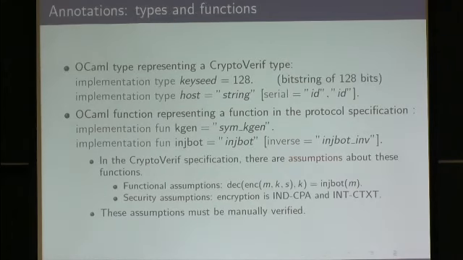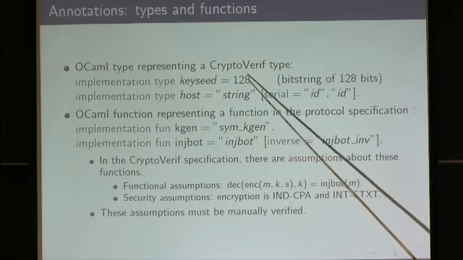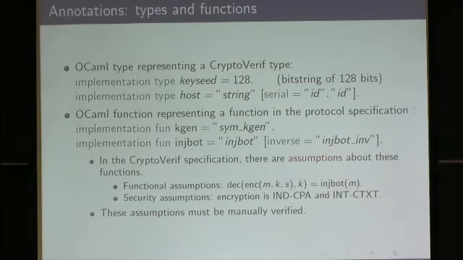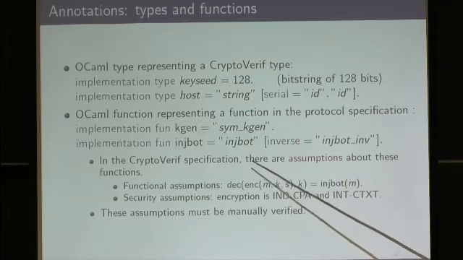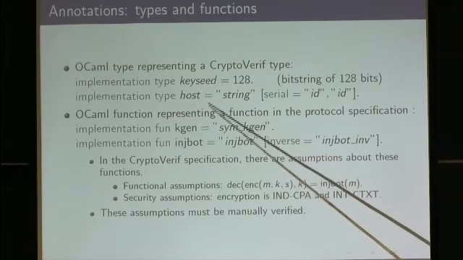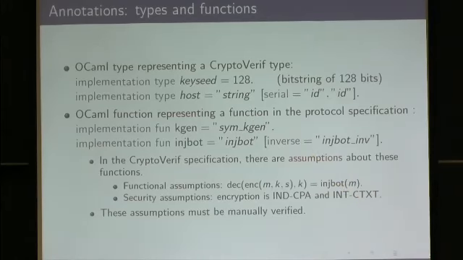So one more thing you need to specify is the implementation of the various cryptographic primitives on the various types. For example, you can specify that the type kseed is going to contain 128 bits, so bit strings of that length. Or you can specify that, say, a type host is an OCaml bit string, so it's the OCaml type string. And you can specify the serialization functions if you like.